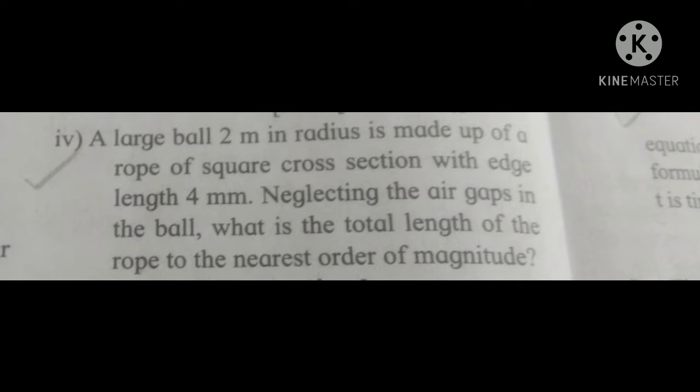A large ball, 2 meter in radius, is made up of a rope of square cross section with edge length 4 millimeter. Neglecting the air gaps in the ball, what is the total length of the rope to the nearest order of magnitude?